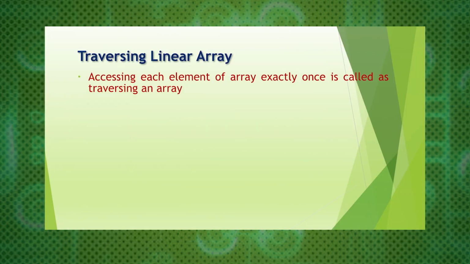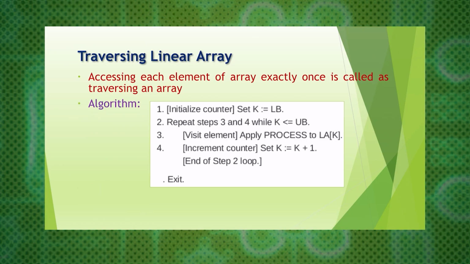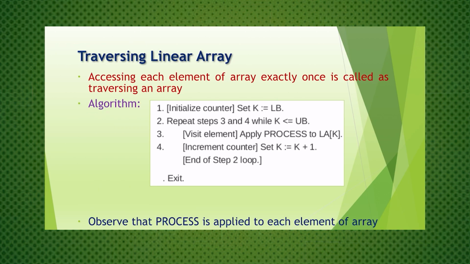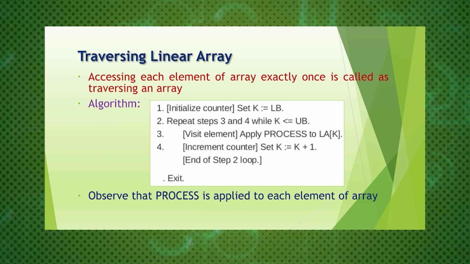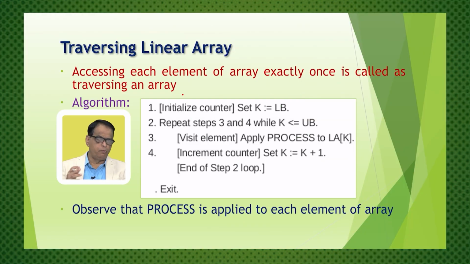Traversing, as I told you, is the operation performed in order to access all the elements of the array. To show that we are accessing the elements of the array, let us apply some process. The process can be anything. For example, I will just visit the element, or read the element, or sometimes print the element, or sometimes add all these elements. So the process is applied to all the elements of the array. Accessing each and every element of the array exactly once is called the traversing operation of the array.